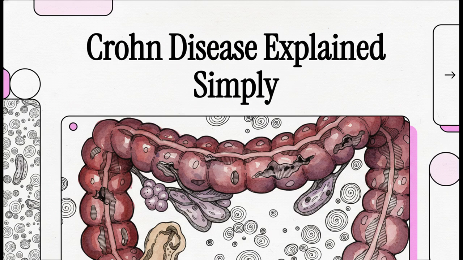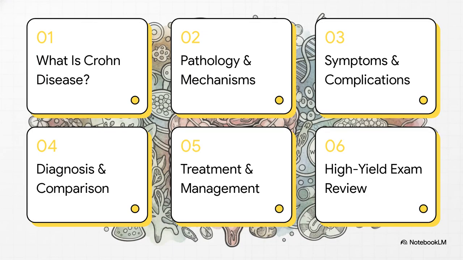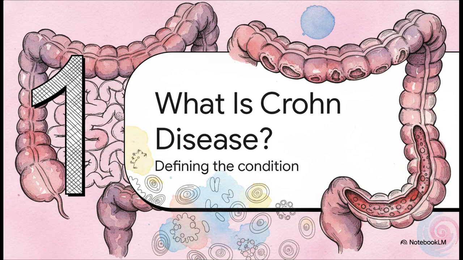We're going to strip away all the confusion and build a rock-solid, highly visual understanding of exactly what happens when the gut is under attack. Here is our clinical game plan for today. We'll start with what Crohn's disease actually is, dive into the pathology and mechanisms, and then look at symptoms and clinical complications. After that, we'll cover diagnosis and compare it to colitis, go over treatment strategies, and wrap up with a high-yield exam review. All right, let's jump right into Section 1.